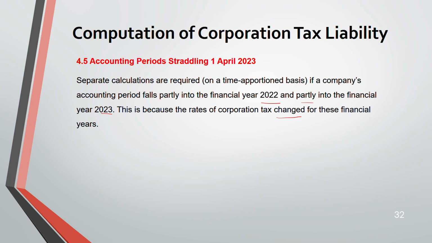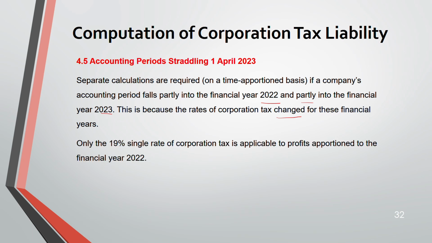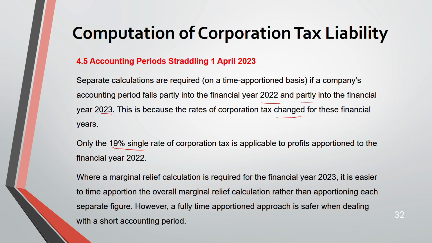If it was 2023 and 24, no issue, no change, it is the same. For 2021 and 22, no issue, no change. Only from 22 to 23, there's a change that took place. In 2022, there was one rate. In 2023, there are two rates. Understanding? So now, in 2022, only a single rate, that is 19%, was applied. But in 2023, you are given marginal relief also.